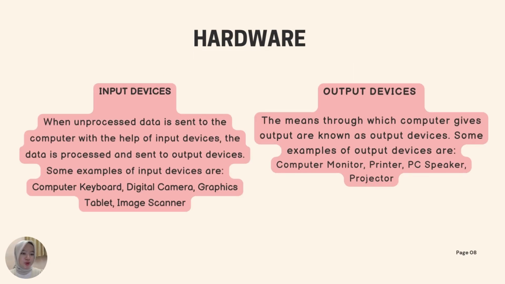Input device. When unprocessed data is sent to the computer with the help of an input device, the data is processed and sent to an output device. Some examples of input devices are computer keyboard, digital camera, graphic tablet, image scanner. Output device: the means through which a computer gives output are known as output devices. Some examples of output devices are computer monitor, printer, PC speaker, projector.